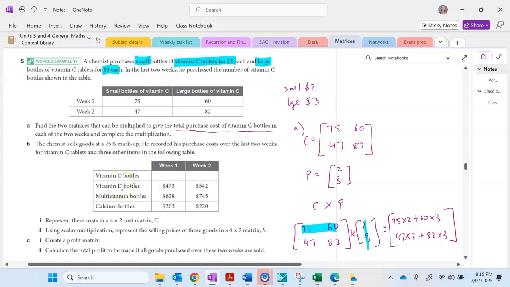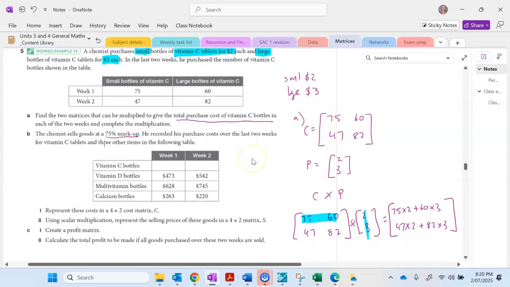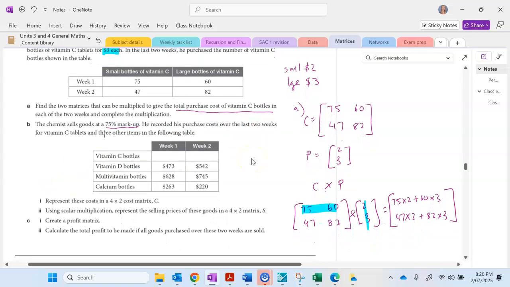The chemist sells goods at a 75% markup. So that just means how much they're going to increase it by. He recorded his purchase costs over the last 2 weeks for vitamin C tablets and the 3 other items in the following table. So do we need to put vitamin C in there? Represent the cost as a 4x2 cost matrix.